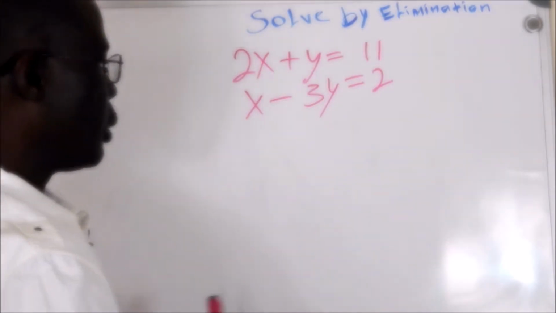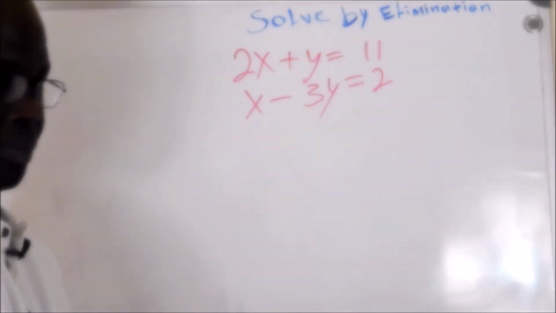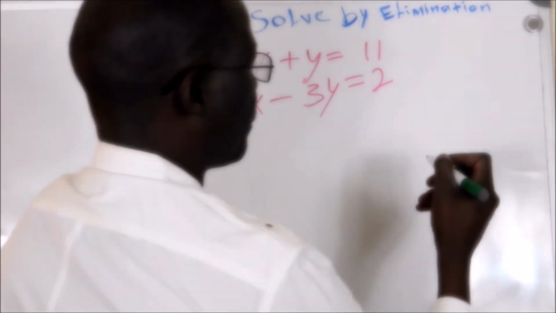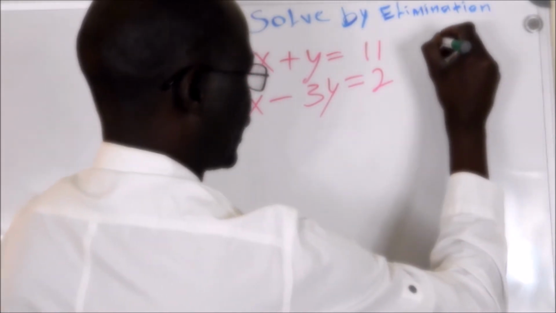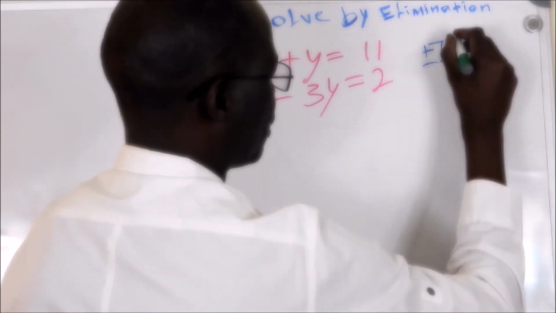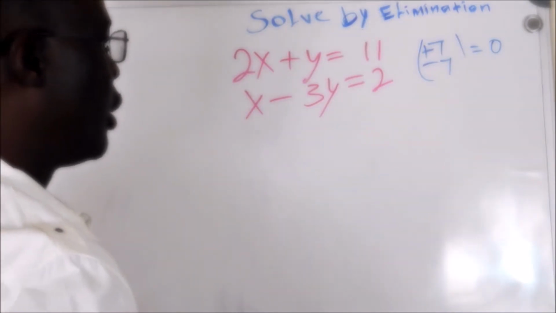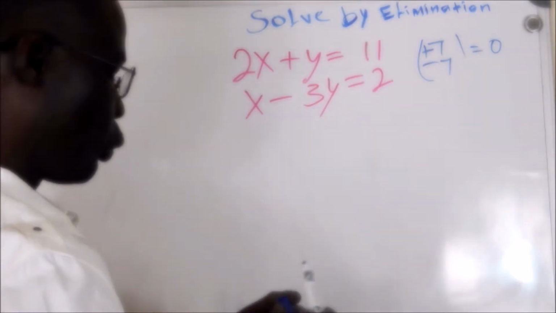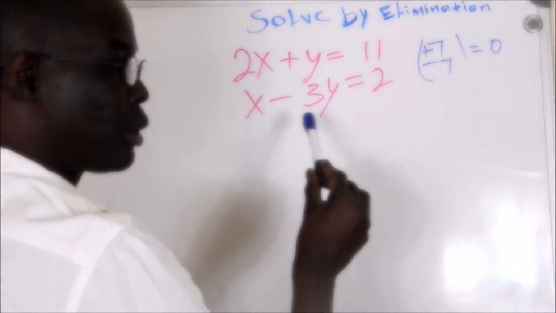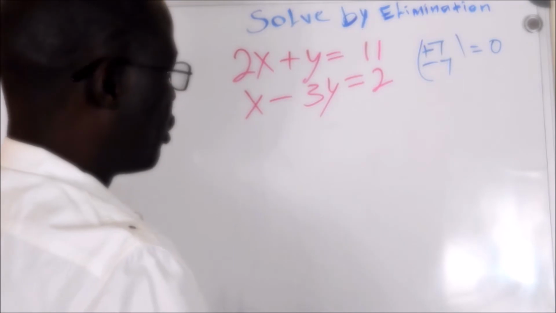So what you need to know here, what we're trying to do: if I have positive 7 and I have -7, it should give me 0. And that's exactly what we want to do here. We want to find two values that are equal, where one is a negative and the other is a positive.